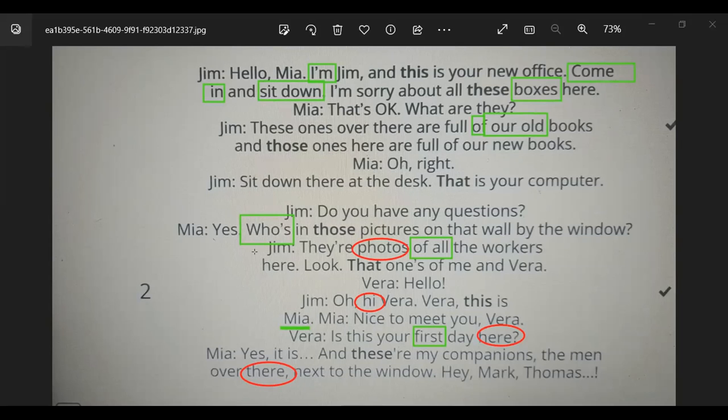Yes. Okay. Do you have any questions? Yes. Who is in those pictures on that wall by the window? They are photos of all the workers. Okay, there are photos of all the workers. Here, look, that's one of me and Vera.